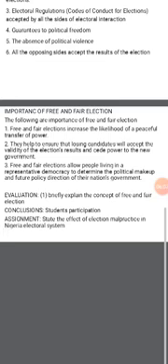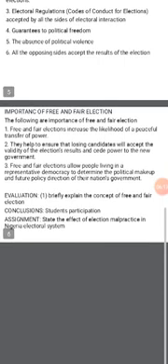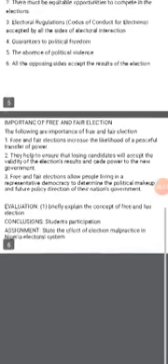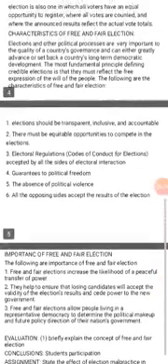Is that clear? All right, here is your assignment. You are to state the effects of election malpractice in Nigeria electoral system. State the effects of election malpractice in the Nigerian electoral system.